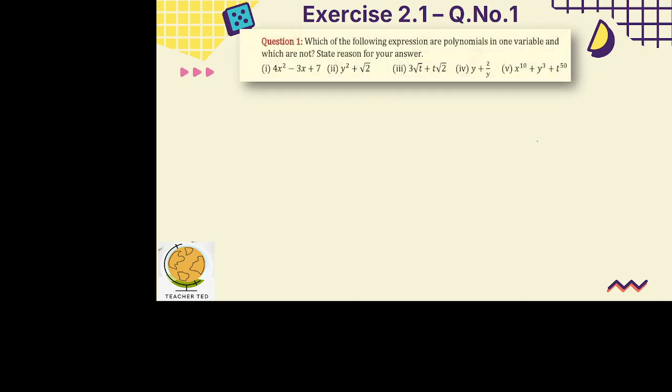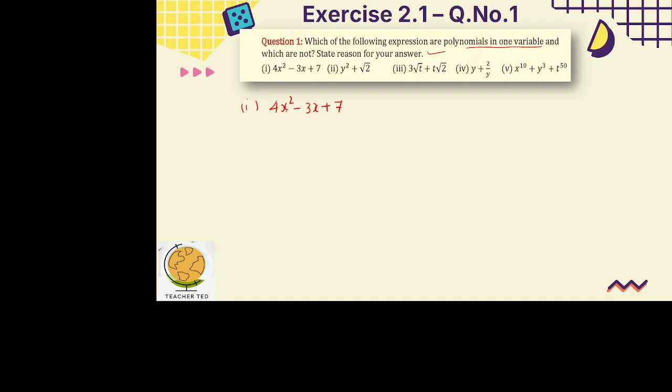You just read the question carefully. Which of the following expressions are polynomials in one variable and which are not? If it is not, then state the reason for your answer. Let us take the first problem, that is 4x square minus 3x plus 7.